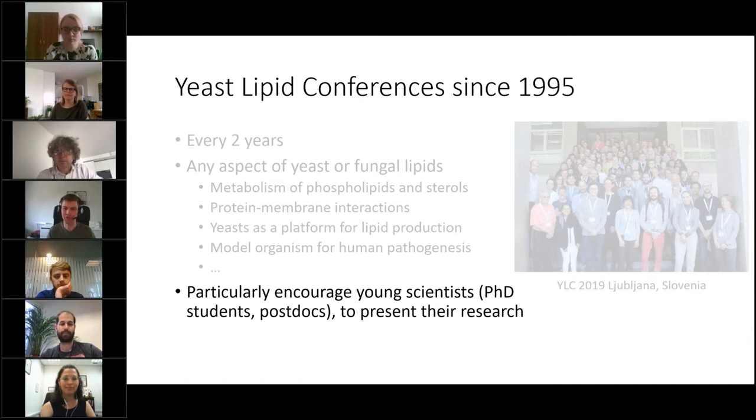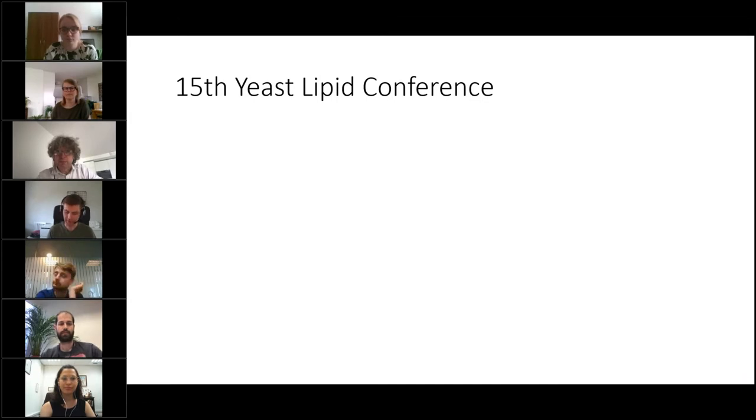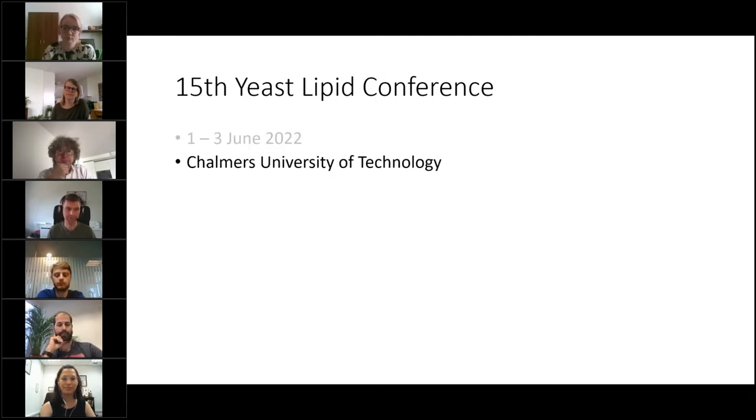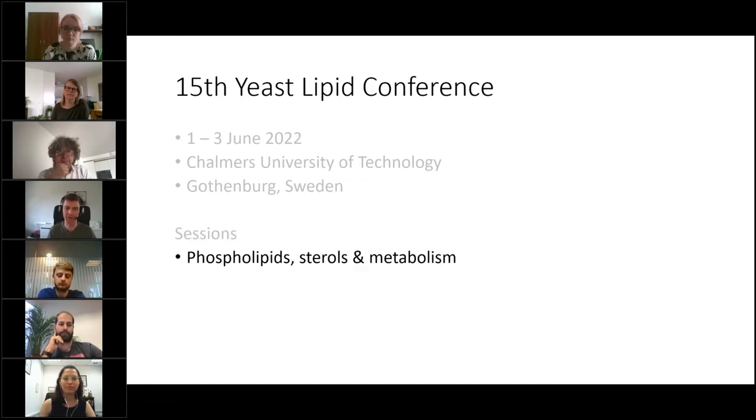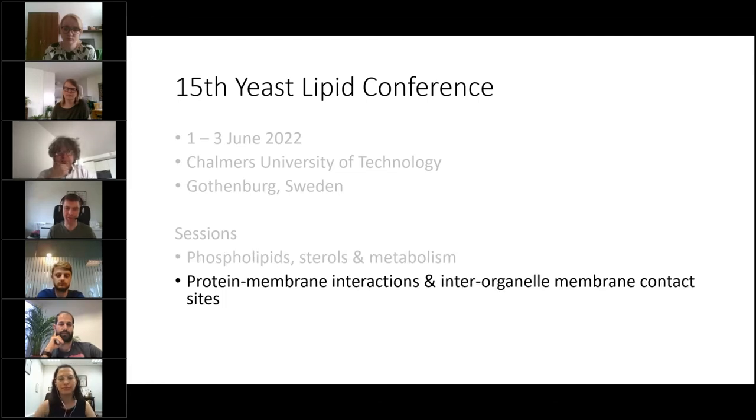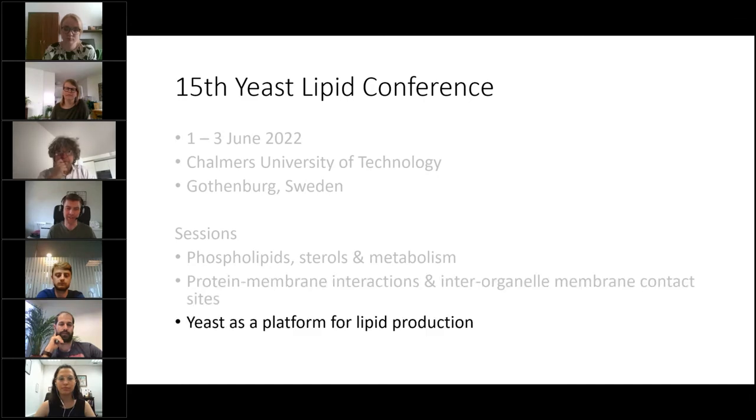We particularly want to encourage young scientists like PhD students and postdocs to present their research during these conferences. Last time it was the 14th Yeast Lipid Conference, and in 2021 we were planning to organize the 15th, but you can imagine that this was not happening this year. We decided to delay it 1 year, and it will actually take place in 2022, the 1st to the 3rd of June. It will happen at Chalmers University of Technology in Gothenburg, Sweden. Here we will have three sessions: one related to phospholipids, sterols, and metabolism; protein membrane interactions and interorganelle membrane contact sites; and yeast as a platform for lipid production.